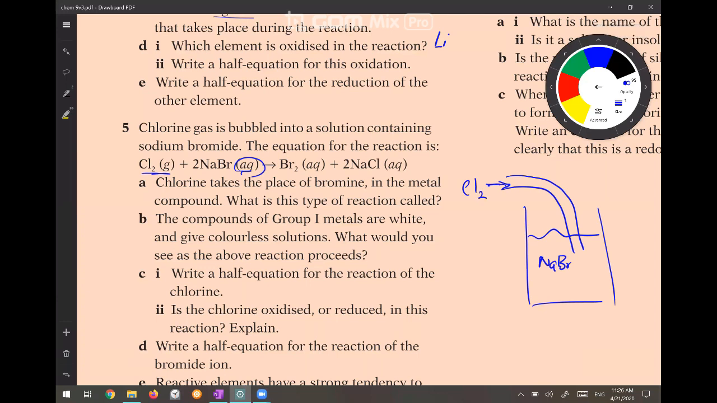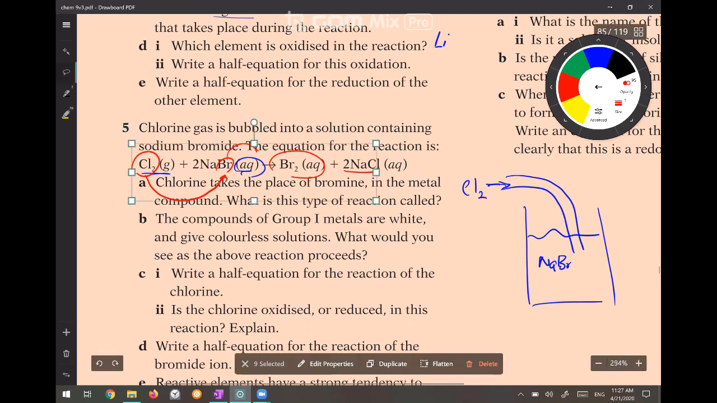So when you bubble the chlorine into the solution, look what happens. This chlorine replaces the bromide here. So it forms NaCl and the bromine comes out of the compound. It becomes Br2. The equation is given to you.